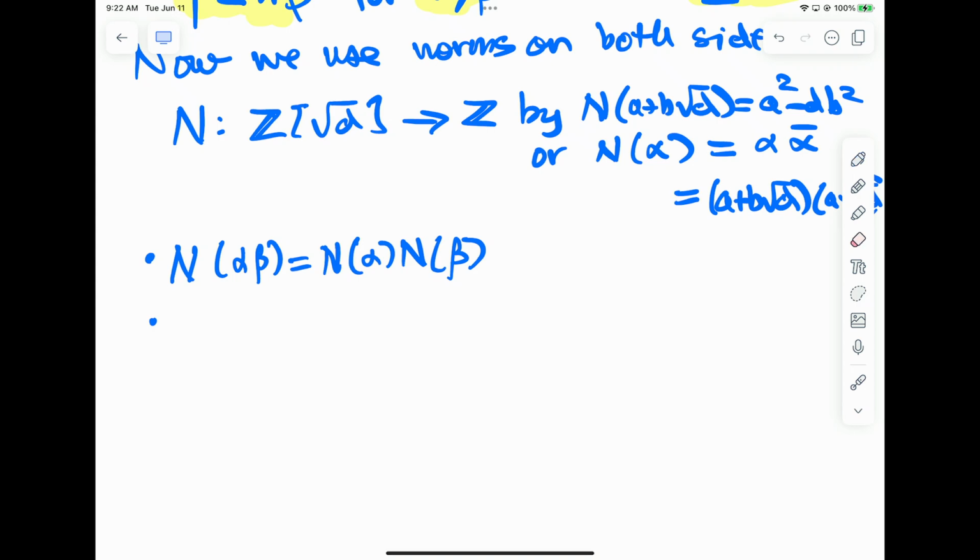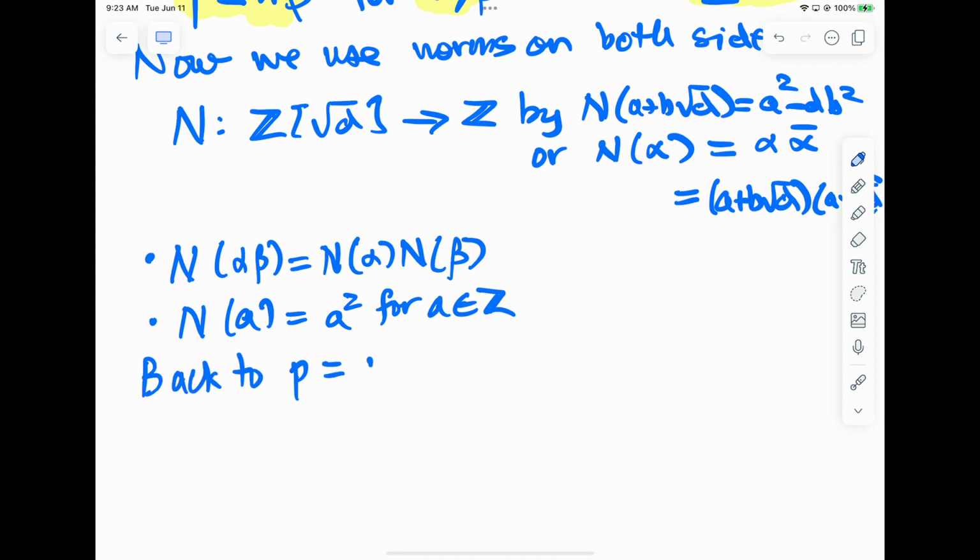Another thing worth noting is that for integers, the norm is just the number squared. Because in that case, maybe I should write a here. Norm of a is a squared for an integer. So then let's go back to that equation.